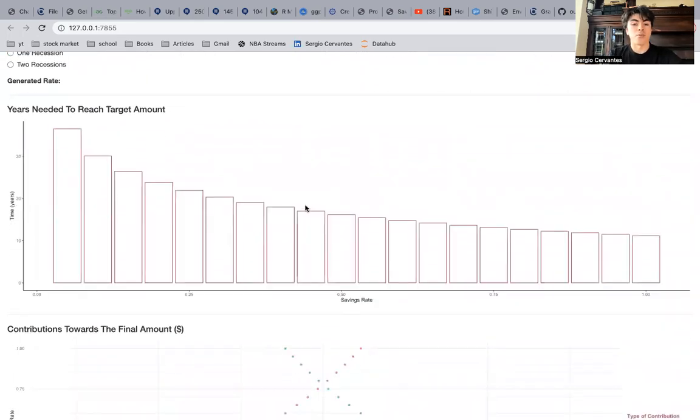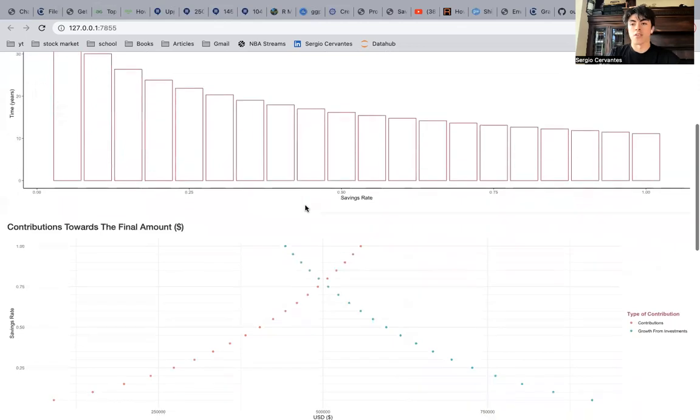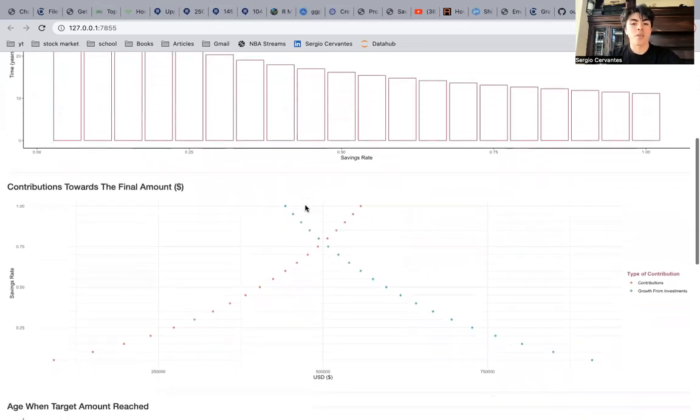This bar graph shows the years it would take to reach an inputted target amount, corresponding to 120 bars that correspond to how much of a person's annual income is being put away in savings. This is called the savings rate.